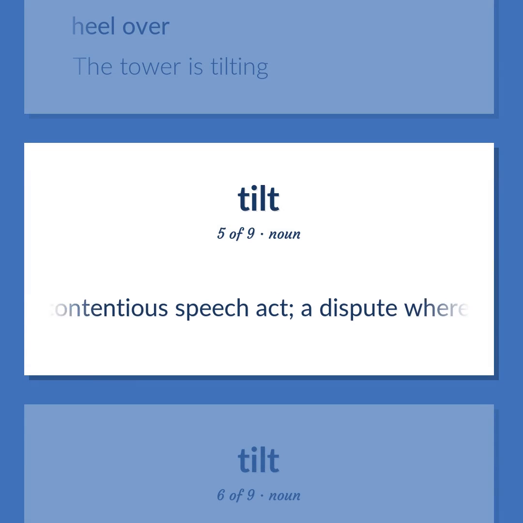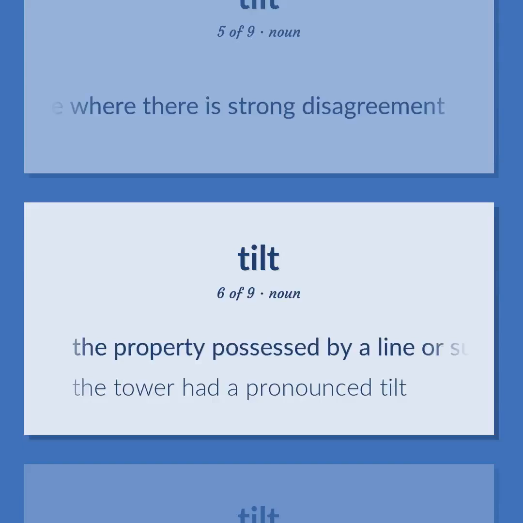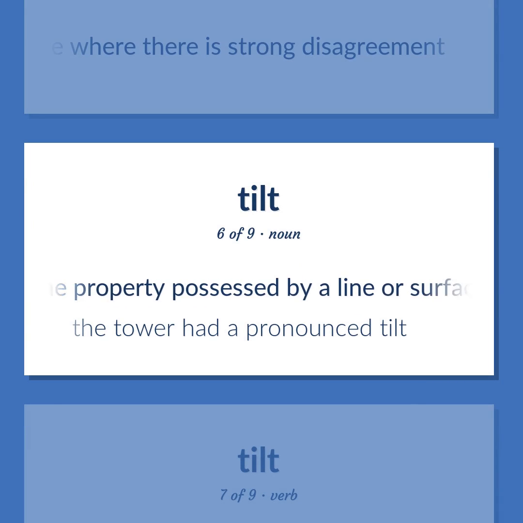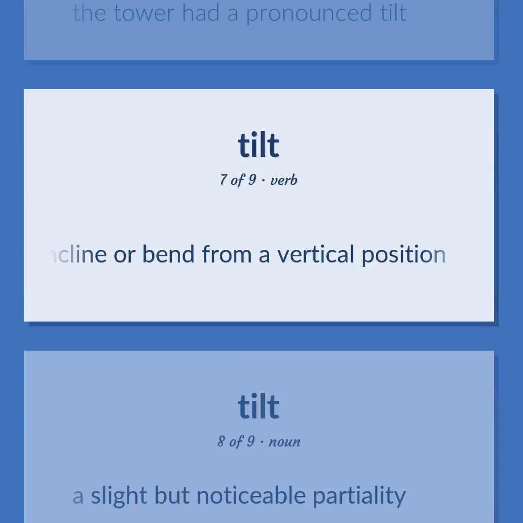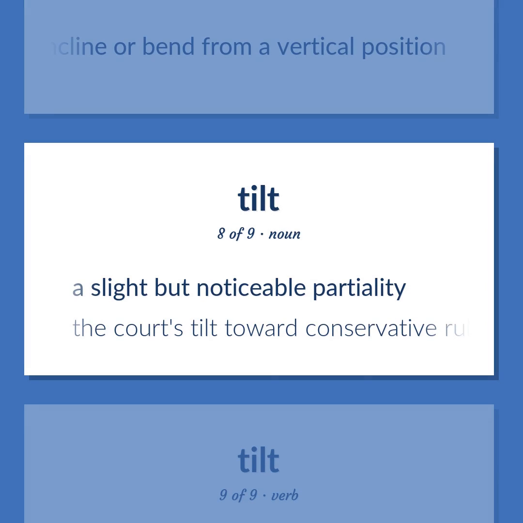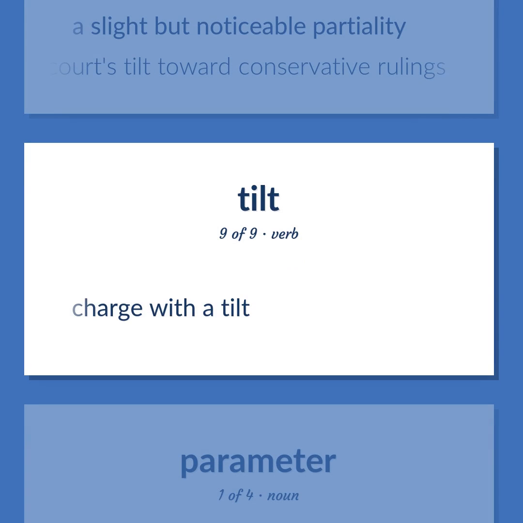A contentious speech act. A dispute where there is strong disagreement. The property possessed by a line or surface that departs from the vertical. The tower had a pronounced tilt. To incline or bend from a vertical position. A slight but noticeable partiality. The court's tilt toward conservative rulings. Charge with a tilt.